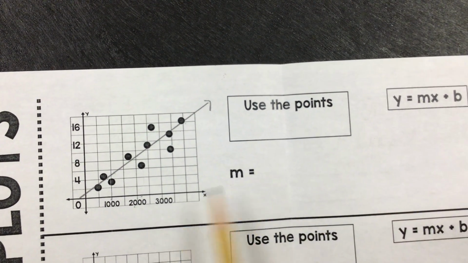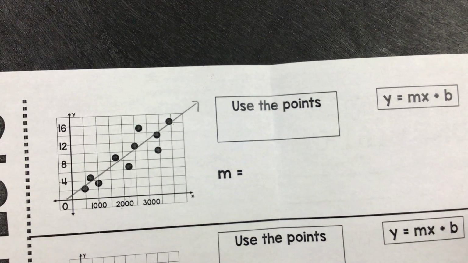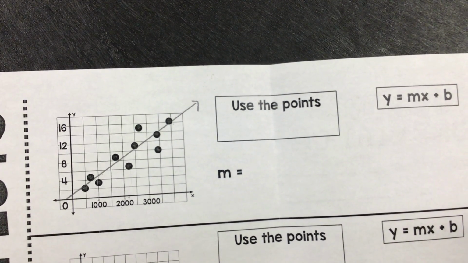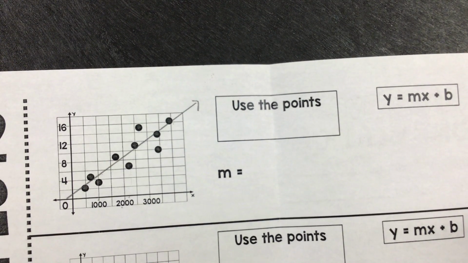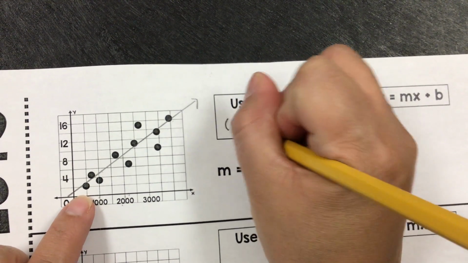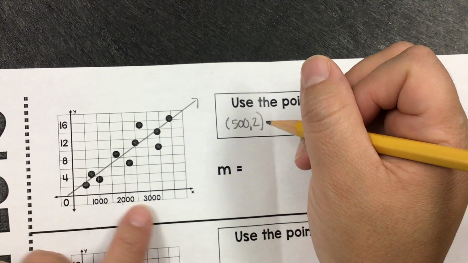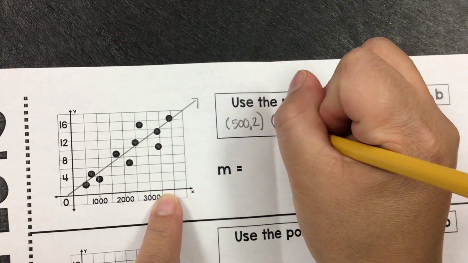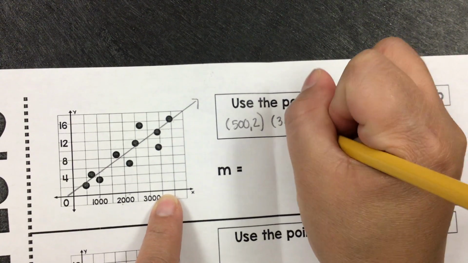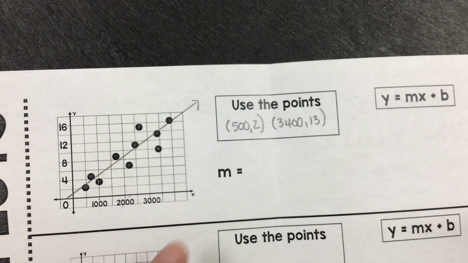We can write the equation of that line. What we do is plot the 2 points that are actually on that line. Let me select 2 points. I'm going to select the point 500, 2 and about 3,400, 13. They're close on that line.